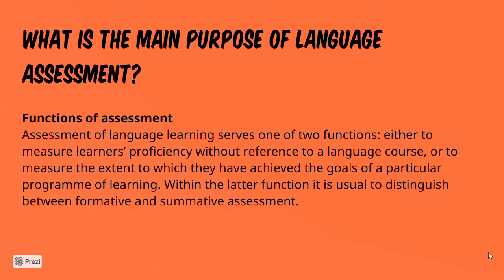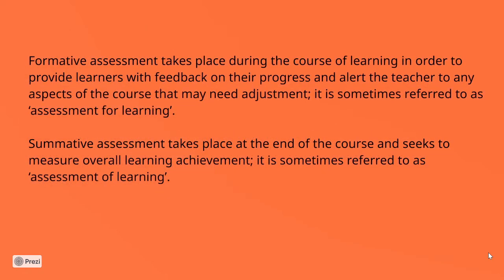Formative assessment takes place during the course of learning in order to provide learners with feedback on their progress and alert the teacher to any aspects of the course that may need adjustment. It is sometimes referred to as assessment for learning. Summative assessment takes place at the end of the course and seeks to measure overall learning achievement. It is sometimes referred to as assessment of learning.